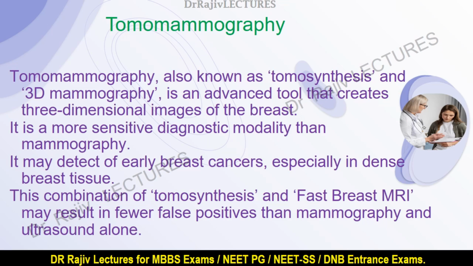This technique improves the detection of early breast cancers, especially in dense breast tissue, and reduces the need for follow-up imaging. It increases the breast cancer detection rates by approximately 25% and decreases the number of false positive follow-ups by approximately 15%. Recent studies tell that women who have dense breasts could benefit from a mammogram plus fast breast MRI. This combination may result in fewer false positives than mammography and ultrasound alone.